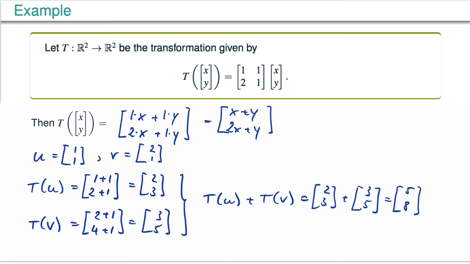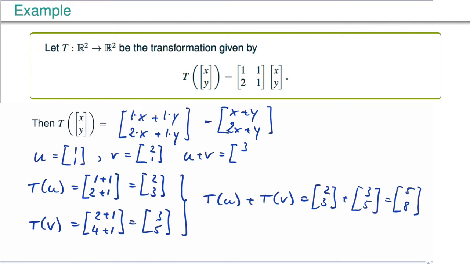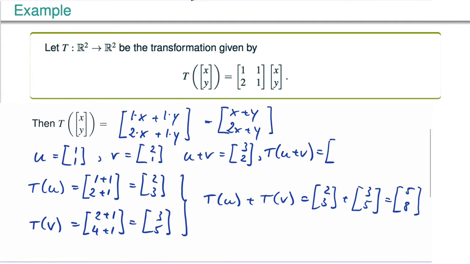Now the claim is that I get the same thing when I add up u plus v first and then apply T to it. So let's find out what u plus v actually equals. u plus v equals 1 plus 2, that's 3, and 1 plus 1, which is 2. So T of u plus v is equal to, for the top coordinate, I need to add up the two components: 3 plus 2 equals 5. And for the bottom, I need 2 times the x component, so 2 times 3 is 6, plus 2, which equals 8. So the vector becomes (5, 8). And indeed, those two are the same.